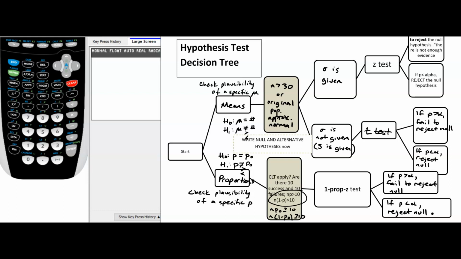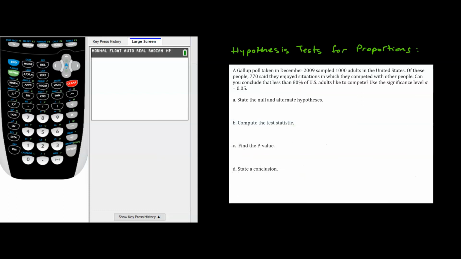Okay, so now let's see if we can apply this in an example. So let's take a look at this problem where a Gallup poll taken in December of 2009 sampled 1,000 adults in the U.S. Of these people, 770 said that they enjoyed situations in which they competed with other people. Can you conclude that less than 80% of U.S. adults like to compete? Use the significance level alpha equals 0.05. So as soon as you see alpha equals 0.05, you're thinking, okay, another hypothesis test.